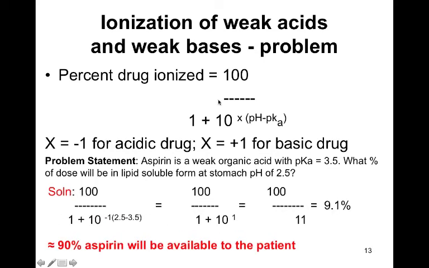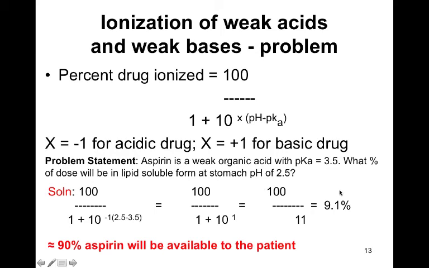So the solution is 100 divided by 1 plus 10 to the power of x, where x is -1 times the pH of the stomach, 2.5, minus the pKa of aspirin, 3.5. So it comes to 100 divided by 1 plus 10 to the power of -1 times -1. So that's +1. So 100 divided by 11 is equal to 9.1%. So is 9.1% your answer?